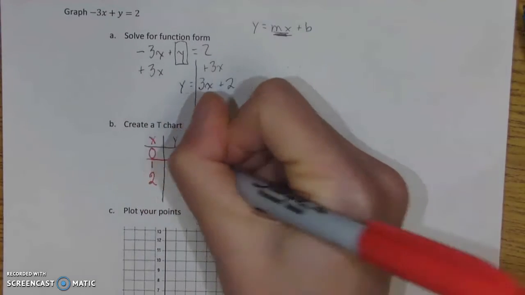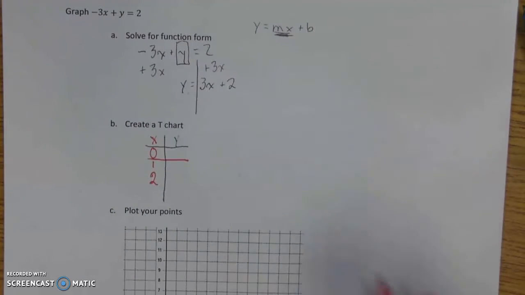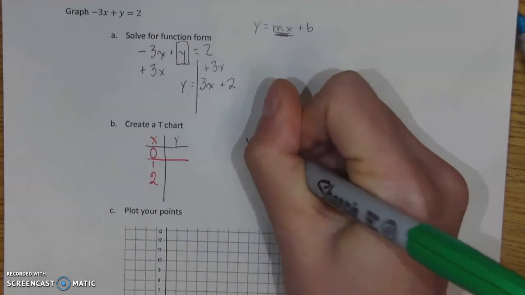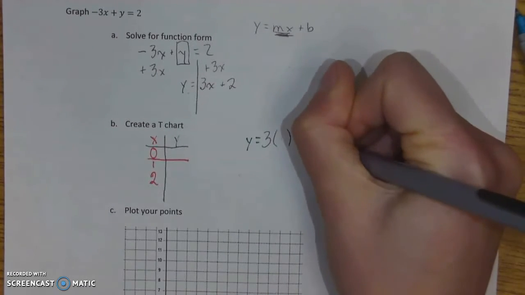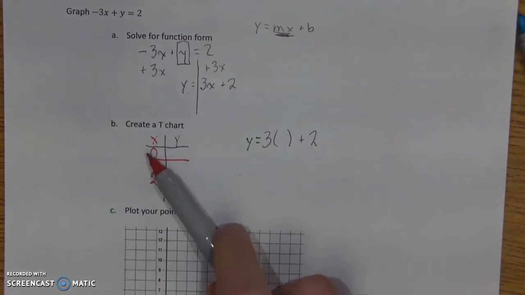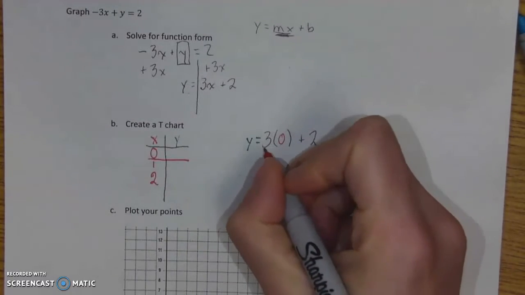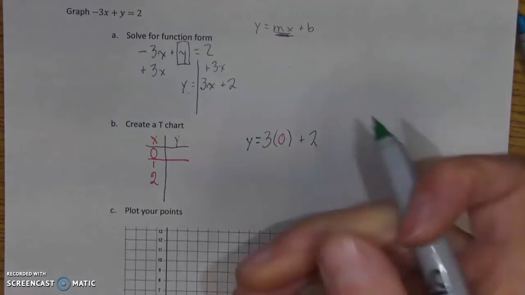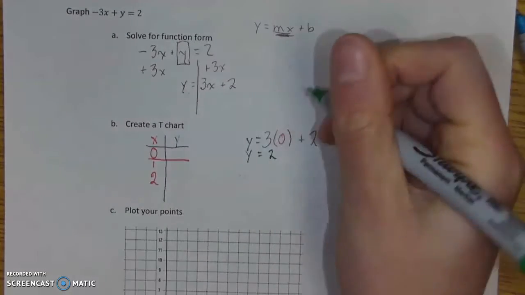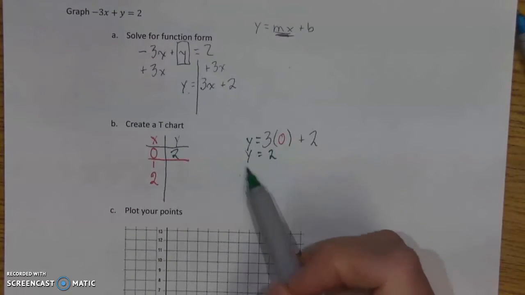So I'm going to start with 0. What is y when x is 0? Well, I can take what I just found up here, and that's going to give me y is equal to 3 times whatever x is plus 2. Well, in this case, I want my x to be 0. Well, 3 times 0 is 0, plus 2 is 2. So that means y is equal to 2. So when x is 0, y has to be 2, or the solution won't work.